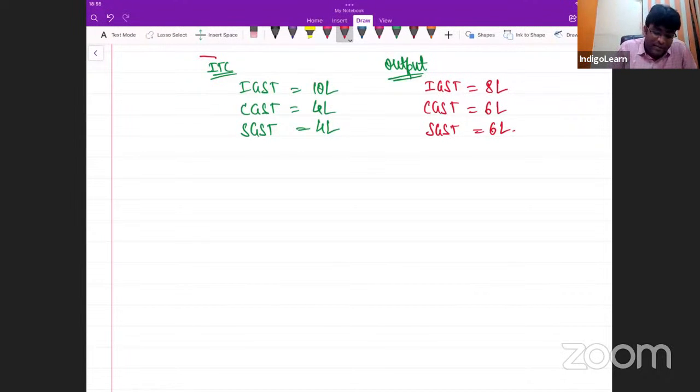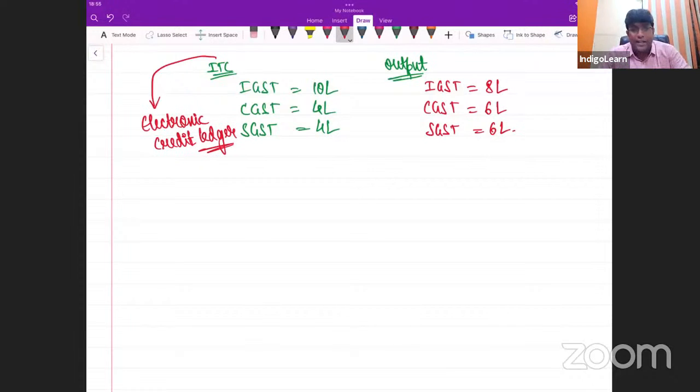Once we claim this input tax credit, it will go and sit in the electronic credit ledger. I'm sure most of you would have heard these words already. When we are required to pay output tax, first we will use the balance in the electronic credit ledger. And if we still have to pay something, we will pay using the electronic cash ledger. We will deposit the money into the GST account, and after depositing, we'll use it for payment of GST.